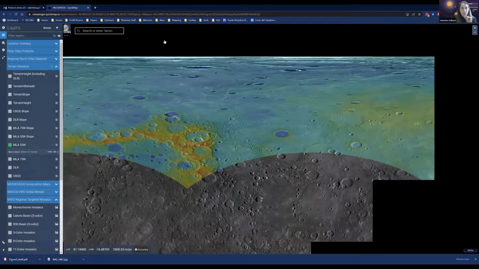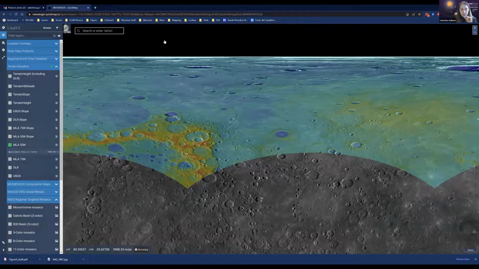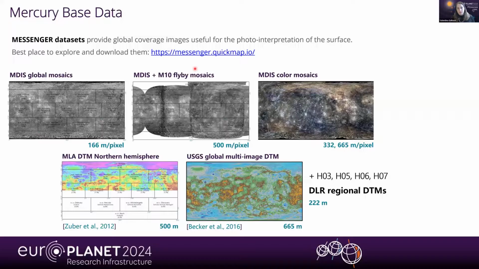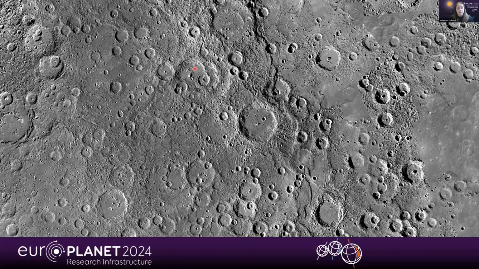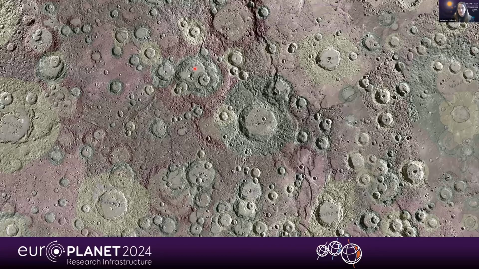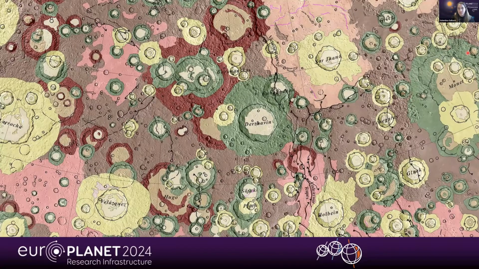So let's go back to the presentation. Now that you have an overview of the MESSENGER datasets, let's see how we can use these datasets to have a final product like this one, a planetary geological map.